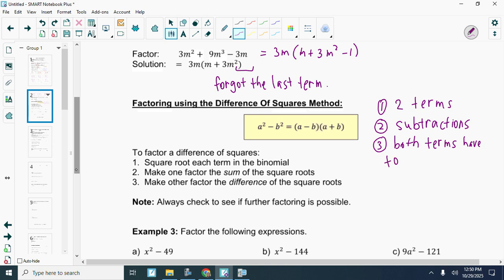What do I mean when I say perfect square? You guys remember what a perfect square is? For example, if I said 7 times 7, you would tell me the answer is 49. So 49 is a perfect square. If there are 2 identical things that get multiplied together, that forms a perfect square.